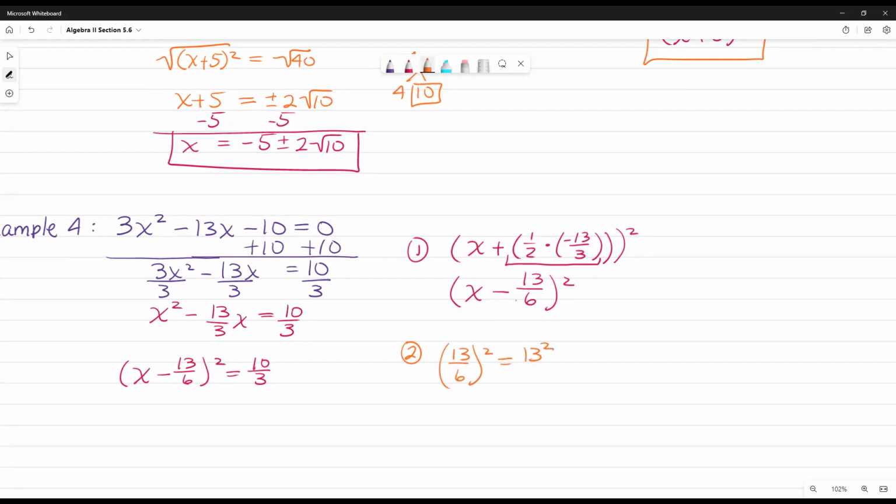So it's 13 squared over 6 squared, which gives us 13 times 13, 3 times 3 is 9, 3 times 1 is 3, so it's 169. There we go. That sounds better. 169 over 36. And so I'm adding that right here.